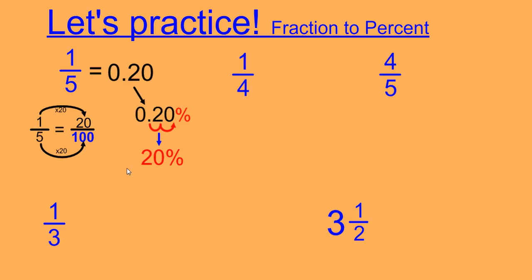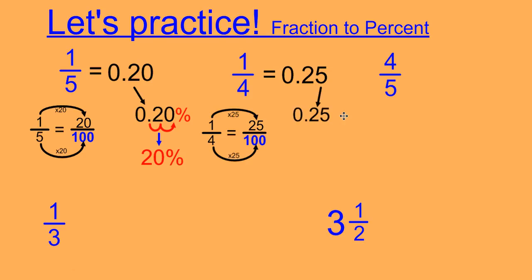How about 1/4? Go ahead and solve it on your own. Let's see how you do. Did you set it up like this? That's right, we're using a proportion, just like we have just been practicing in class. 4 times 25 is 100, so 1 times 25 equals 25 hundredths, written as a decimal, just like this. Now, again, we're simply going to move that decimal 2 places to the right, add the percent sign, and boom, we got 25%.